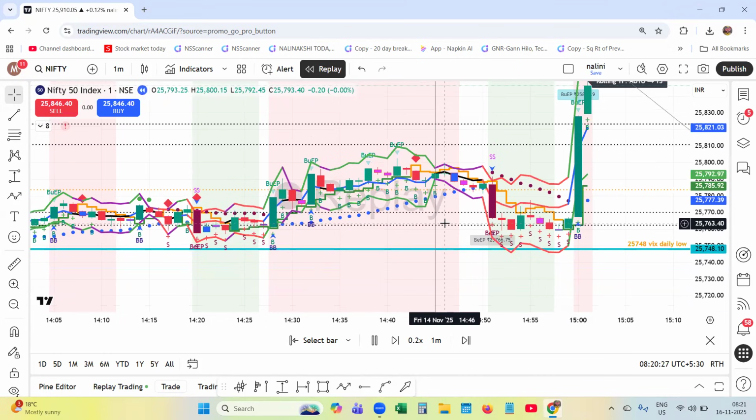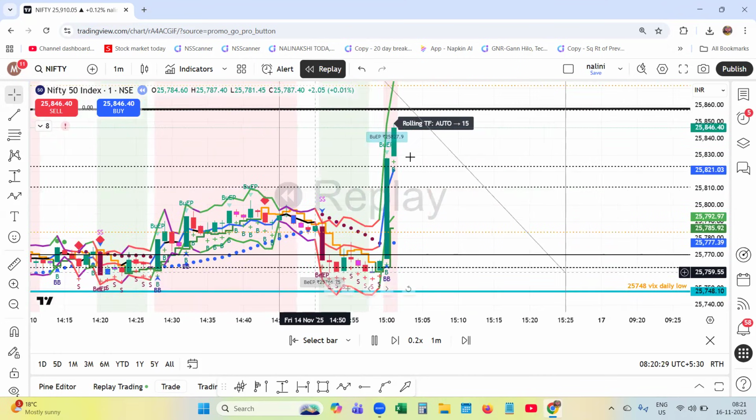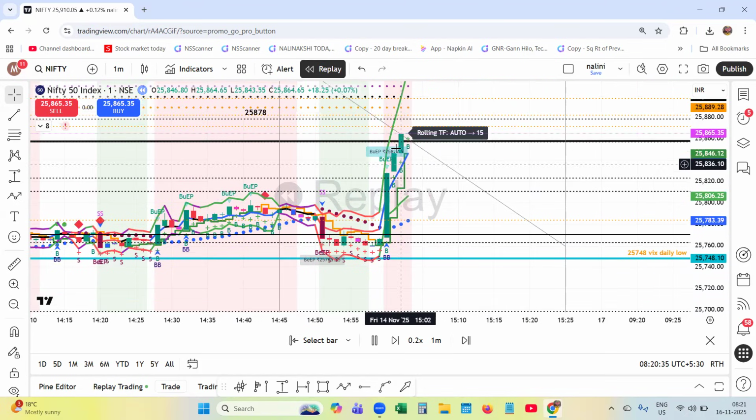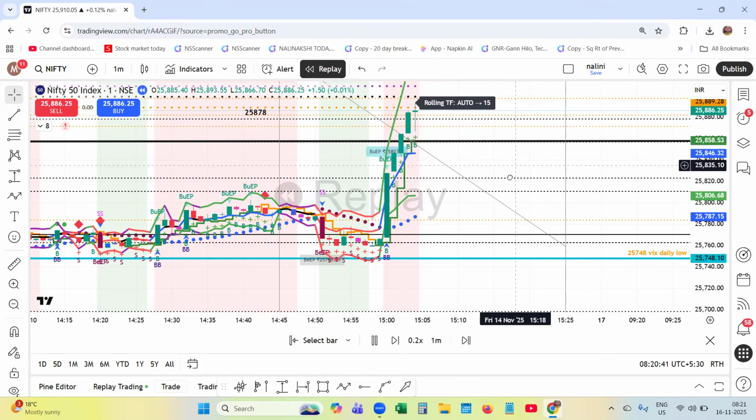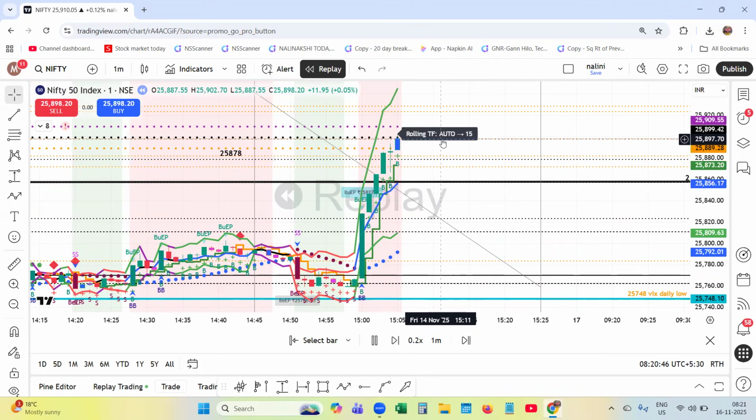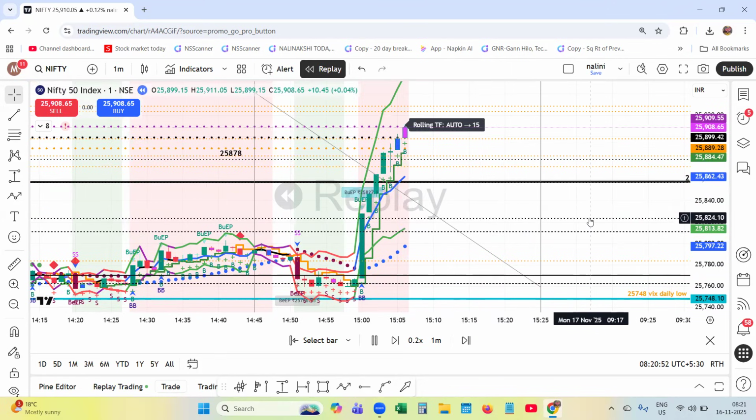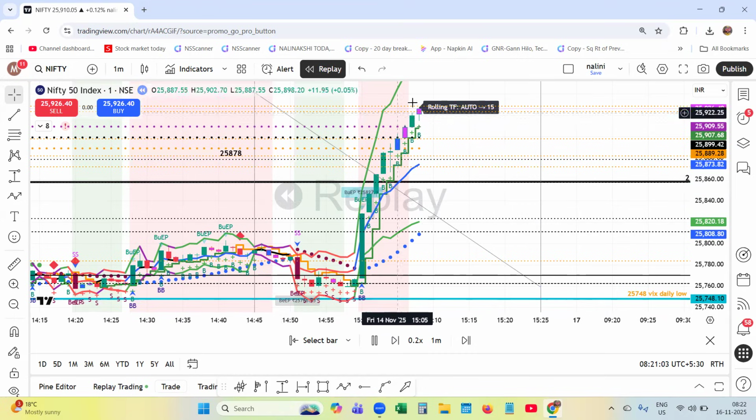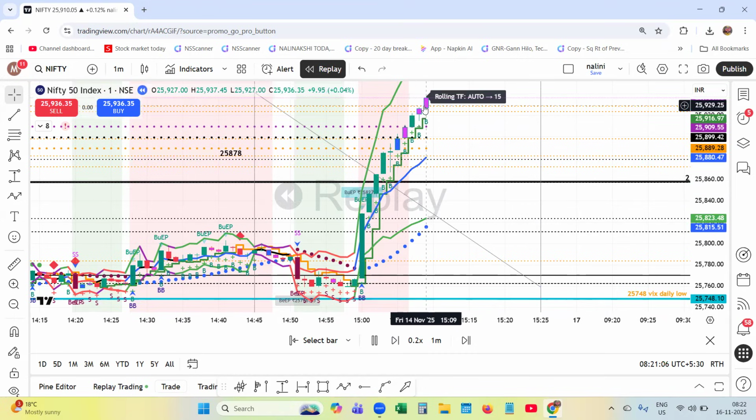You can see the market pumped up like anything. Within a single candle, a 100 point move, it moved up to 25,830. Now it is approaching the cluster of CPR as well as my other indicator, and it is going to the resistance level. So let us see where it is going to enter. It went up to 25,899, 909, and it is now trading around 25,921. So it has reached the intraday resistance call writer levels.